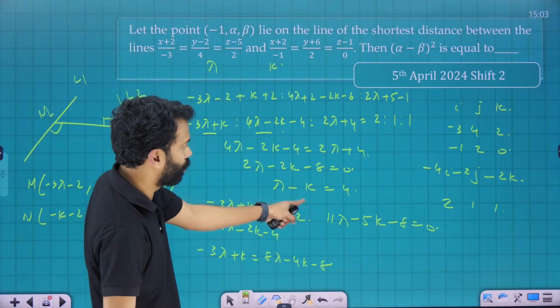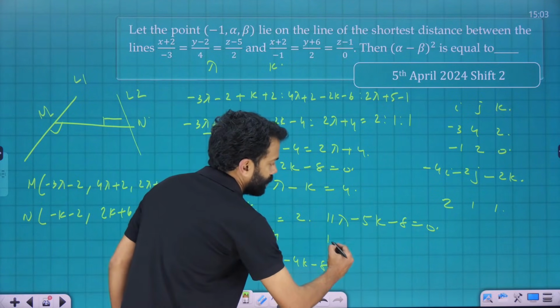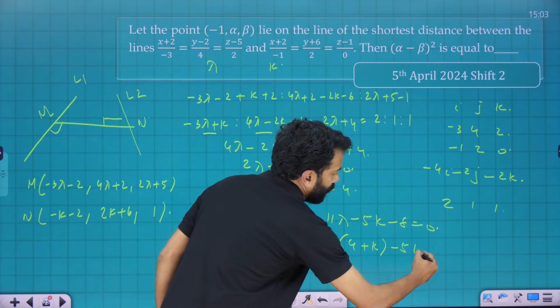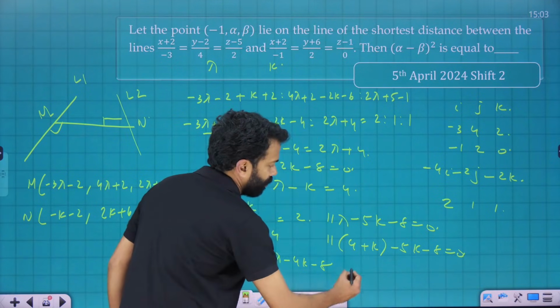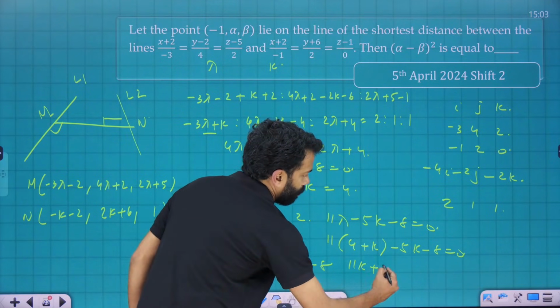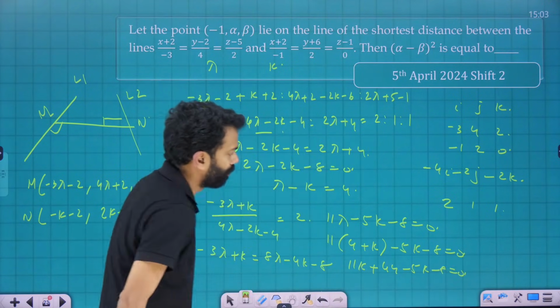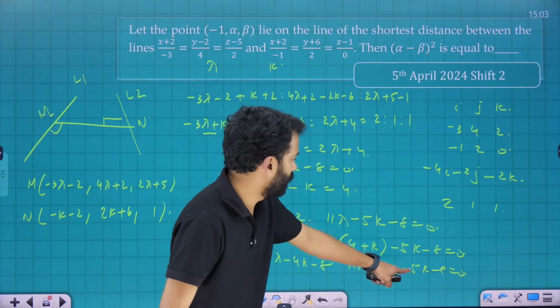And what is lambda? 4 plus k. Substitute that here. That is 11 into (4 plus k) minus 5k minus 8 is equal to 0. That is 11k plus 44 minus 5k minus 8 is equal to 0. That is 11k. This is what?